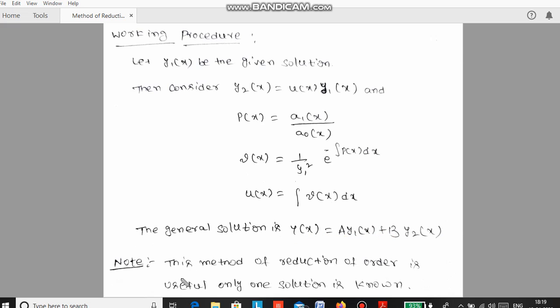Note, this method of reduction of order is useful only when one solution is known. If we know the one solution, then only we can find the other solution by using this method of reduction of order. Now see the examples.